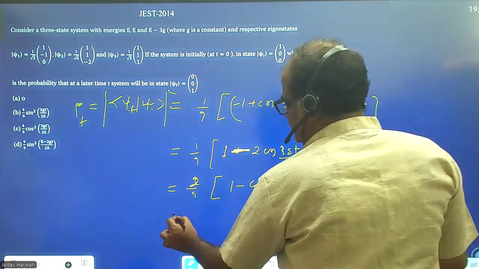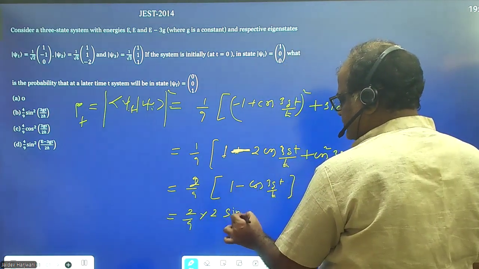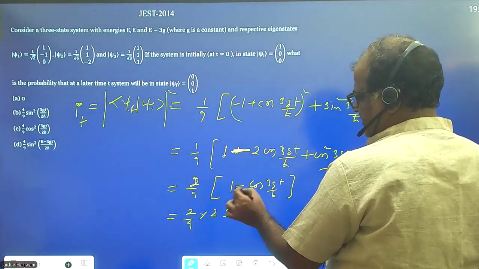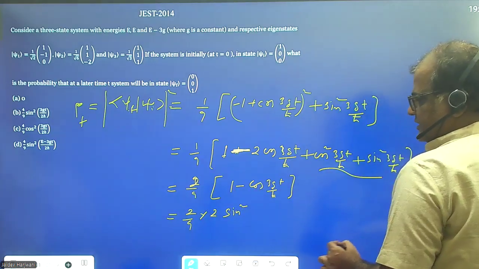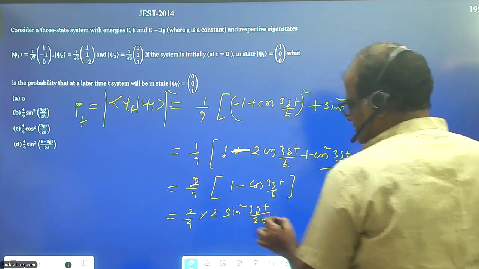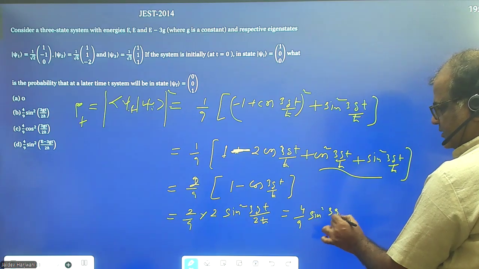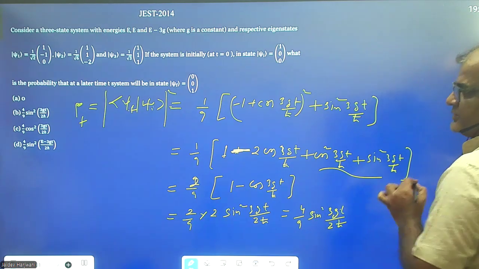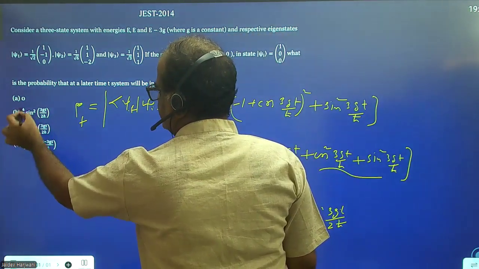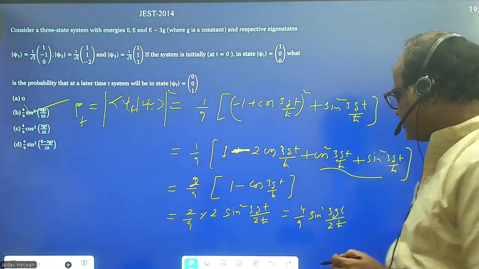And now 2 by 9, I can open this one as 2 into sine square theta by 2. 1 minus cos theta is 2 sine square theta by 2. So that means 3gt upon 2 h cut. So this becomes 4 by 9 sine square 3gt upon 2 h cut. So 4 by 9 sine square 3gt upon 2 h cut. So this is the correct answer for this question.